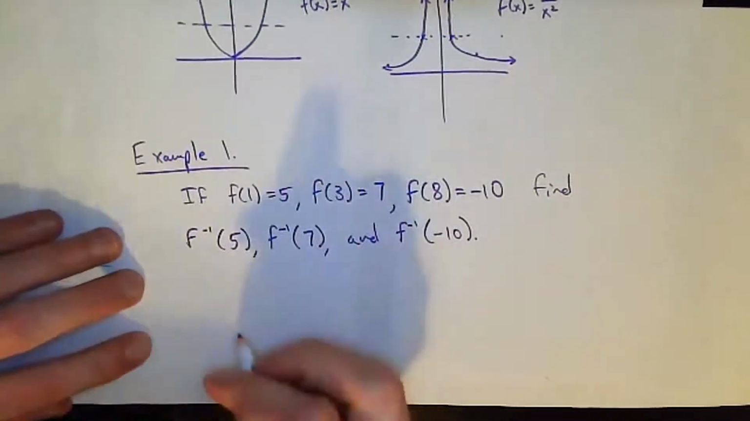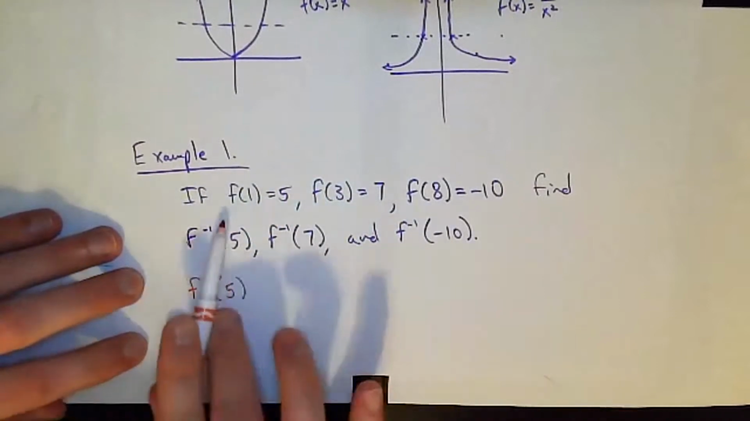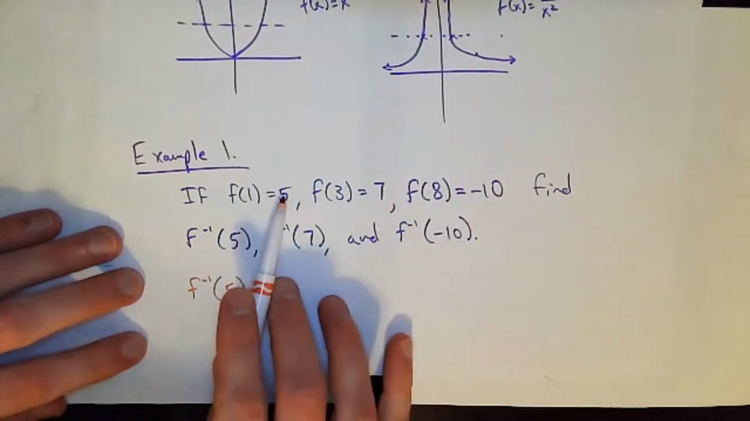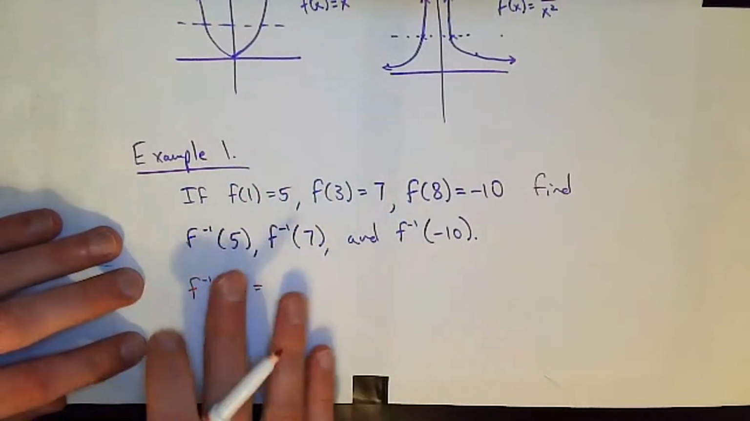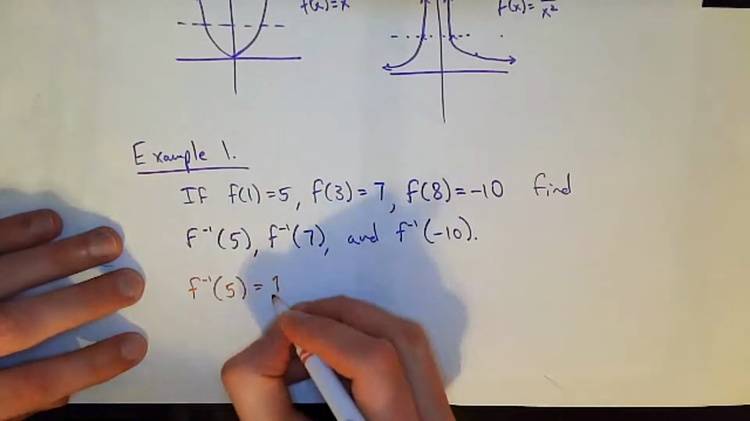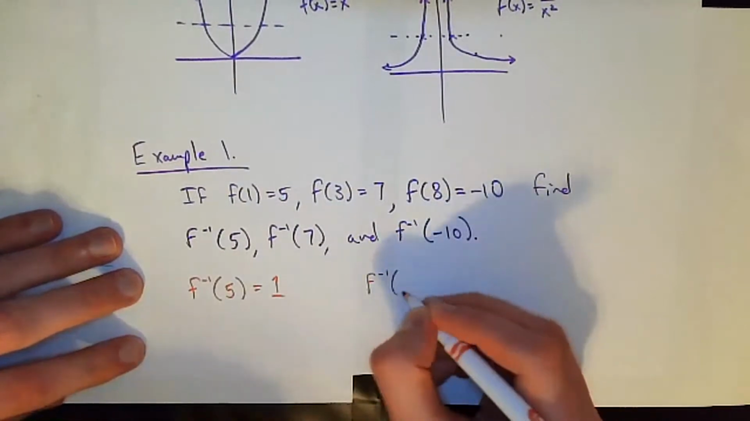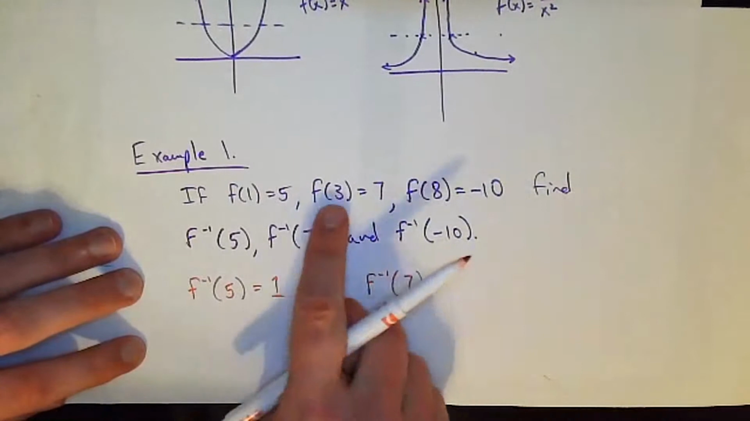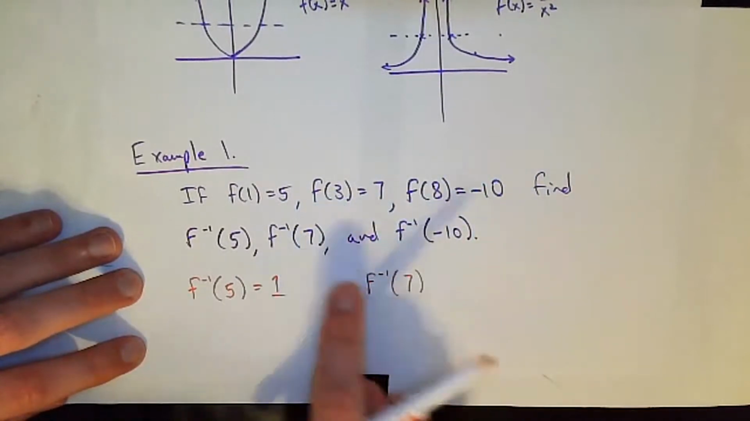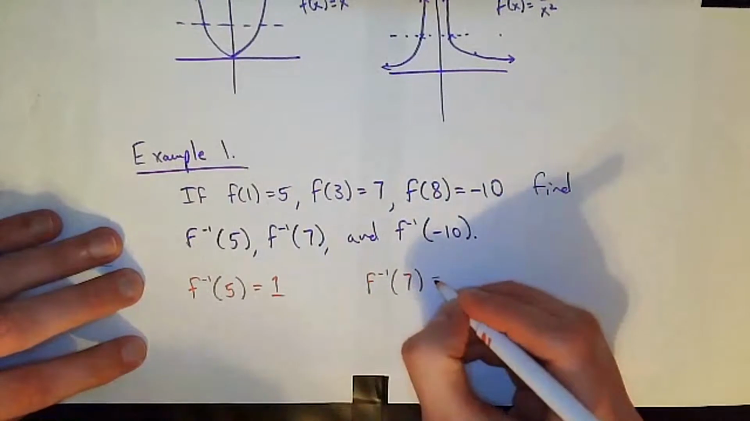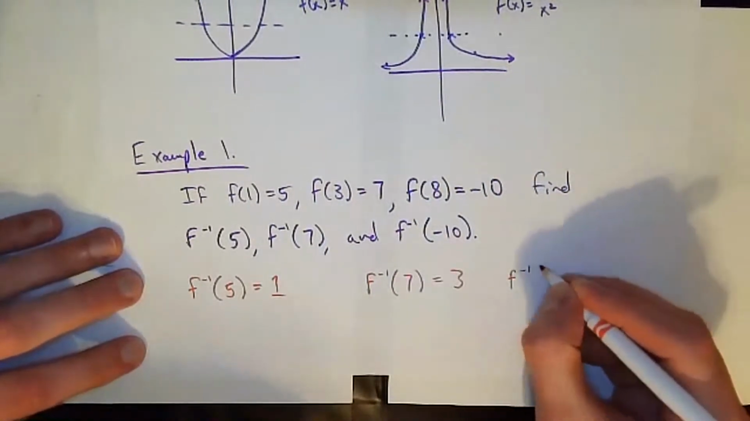Not a whole lot to say here. F inverse of 5, you're going to find where the output is 5. There it is, output of 5. That input is 1. Inverse function swaps input and output, so I'm getting a 1 there. F inverse at 7, so look at the original function, which one outputs a 7? There it is. With an input of 3, my inverse function swaps that input and output, so I get a 3.